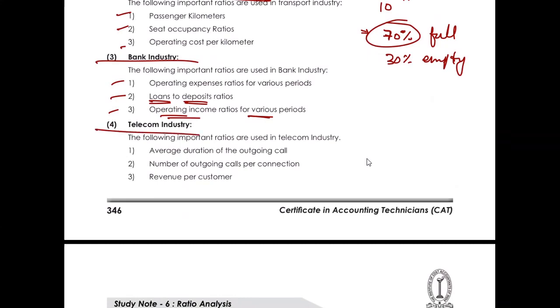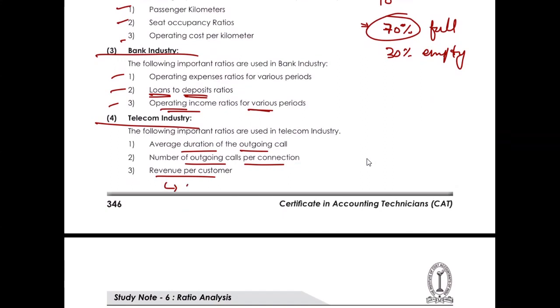Then we have the telecom industry. What is the average duration of one outgoing call? What is the number of outgoing calls per connection per user? What is the revenue per user? This revenue per user is also called ARPU, the average revenue per user. This is an important phenomenon for the telecom industry, not for your examination purposes. Okay.